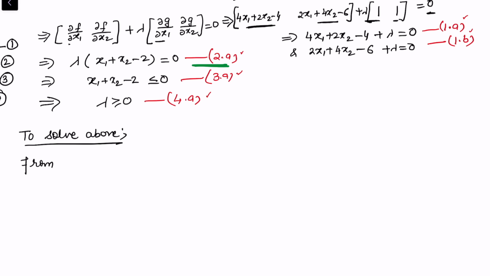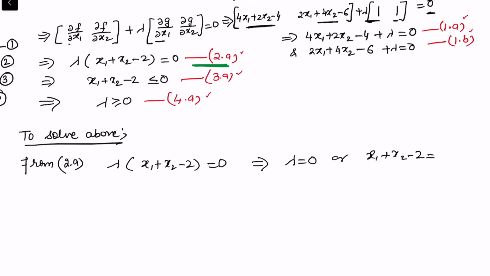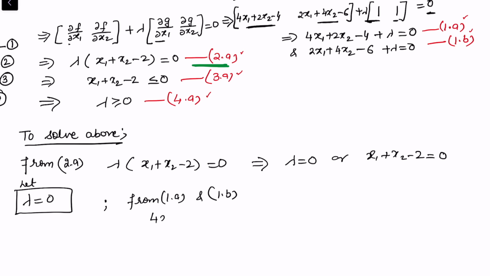From 2.A, we note that lambda times (x1 plus x2 minus 2) equal to 0. Which means that there are two cases, either lambda equal to 0 or x1 plus x2 minus 2 equal to 0. So we can simply take two cases, either lambda equal to 0 or lambda not equal to 0. If we consider the case lambda equal to 0, then from 1.A and 1.B, we get 4 times x1 plus 2 times x2 minus 4.